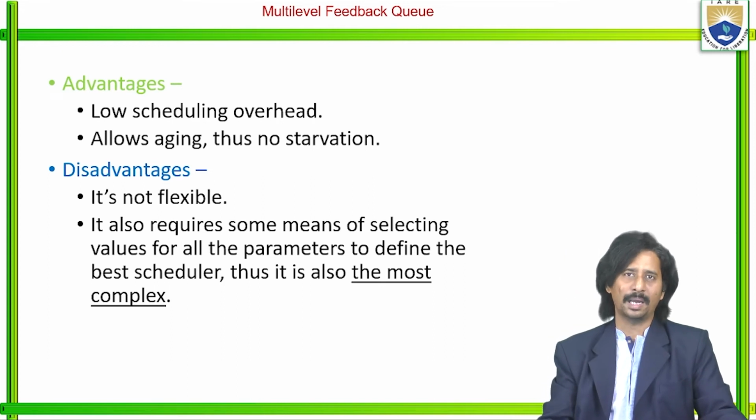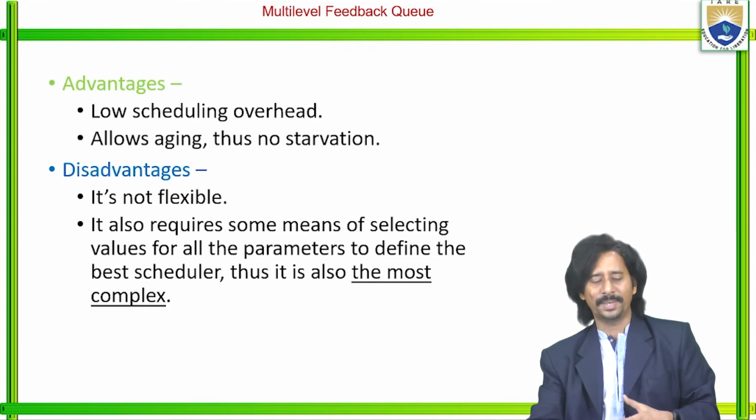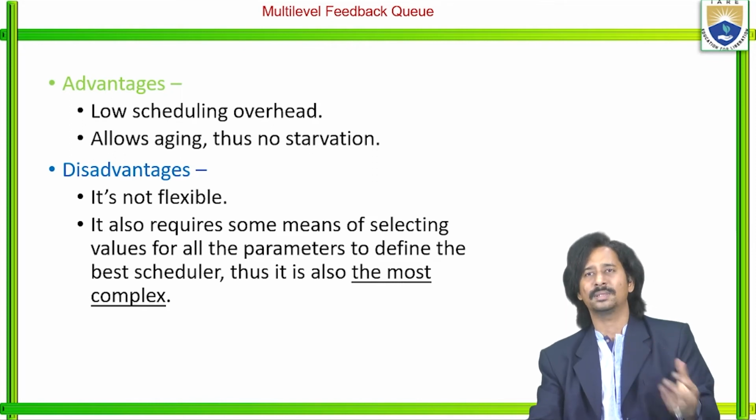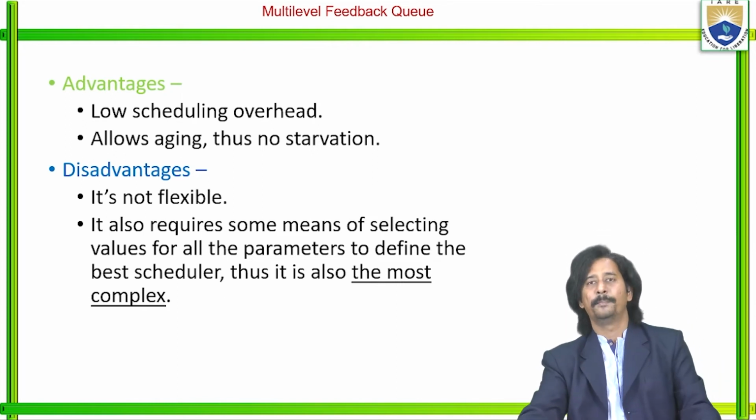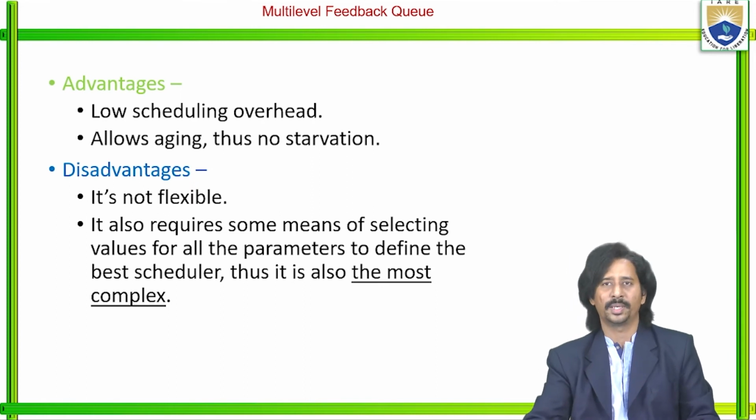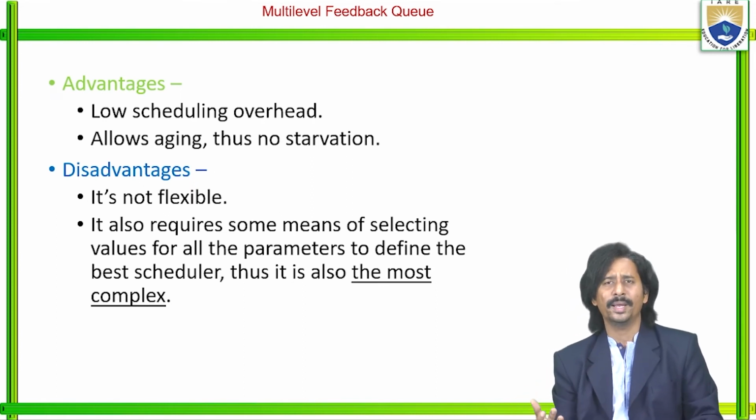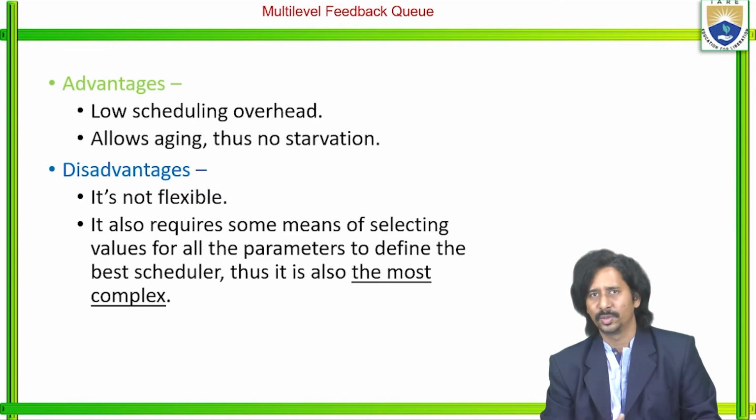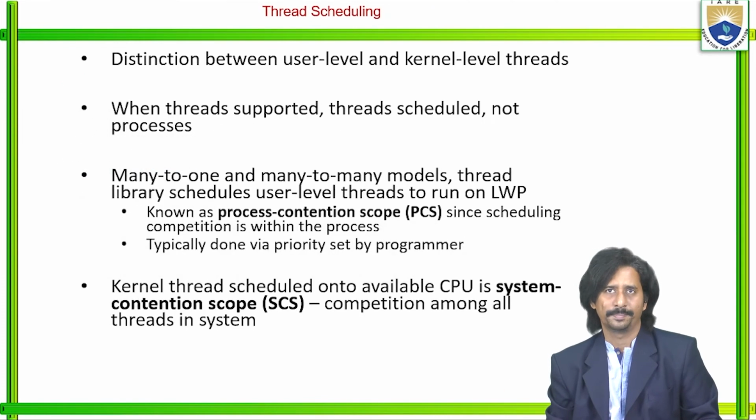But what is the drawback? First, it is not flexible, because it requires some means of selecting values for all the parameters to define the best scheduler. We don't know exactly which level of queue executes my particular process. It is also the most complex one.